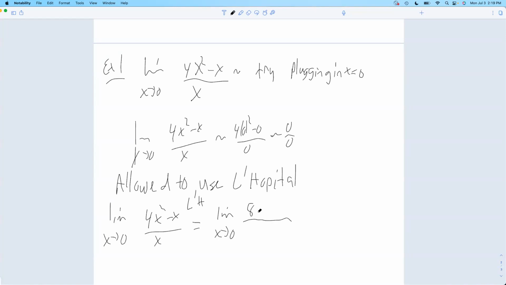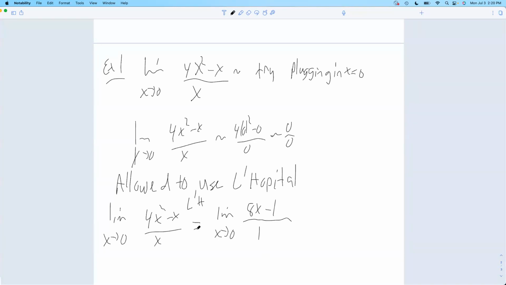Derivative of the top would be 8x minus 1. Derivative of the bottom is 1. I did not take the derivative of the whole fraction. There's no quotient rule here. I'm taking the derivative of the top by itself over the derivative of the bottom by itself.